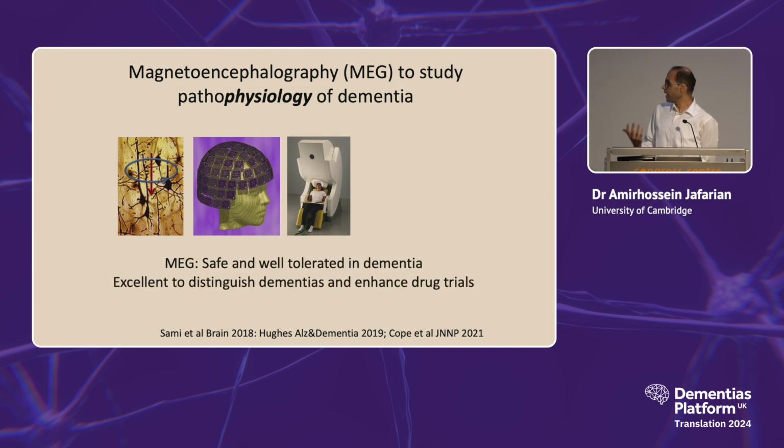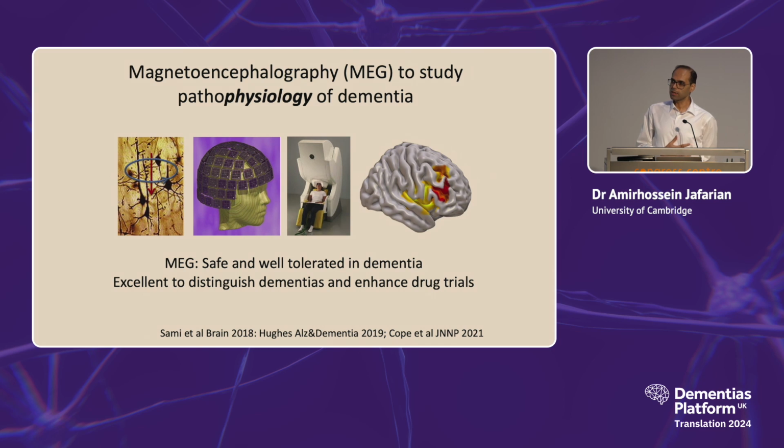MEG itself is safe, it's well tolerated for dementia patients, and it's excellent to distinguish different types of dementia, therefore enhancing drug trials. In addition, what we want to discover is what's causing the brain activity, what the underlying generators of this activity are, from this sort of data. So this is our agenda, and it can pave the way for precision medicine, understanding underlying mechanisms of the disease, and helping clinicians to better create treatment strategies and so on.